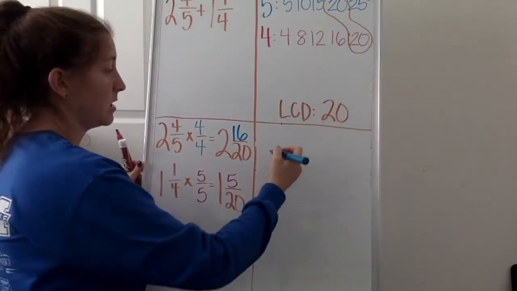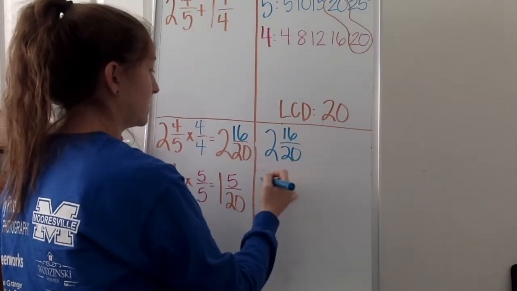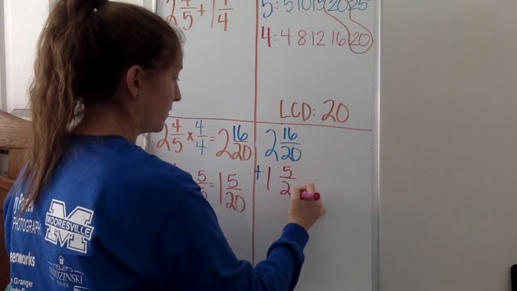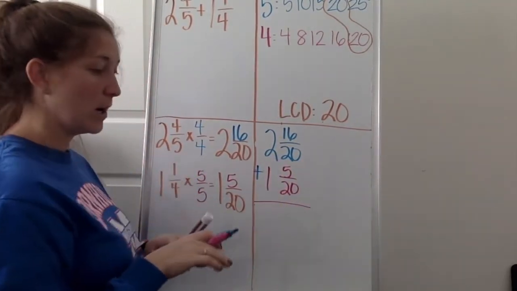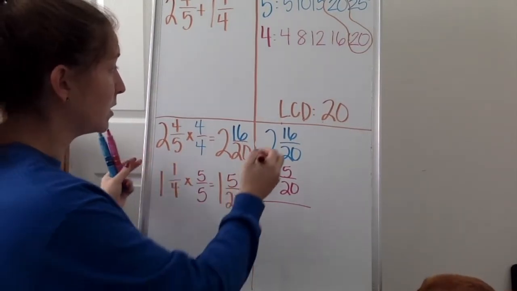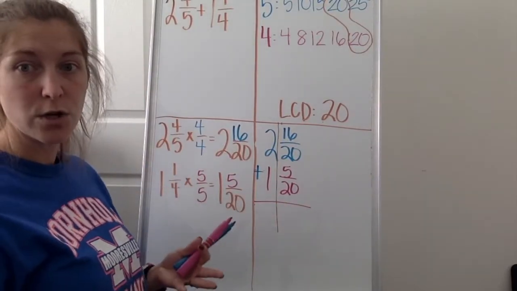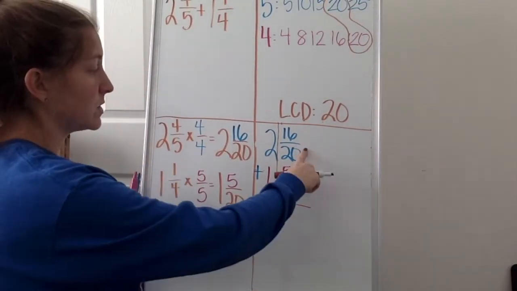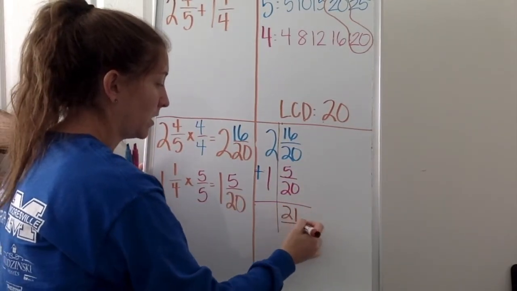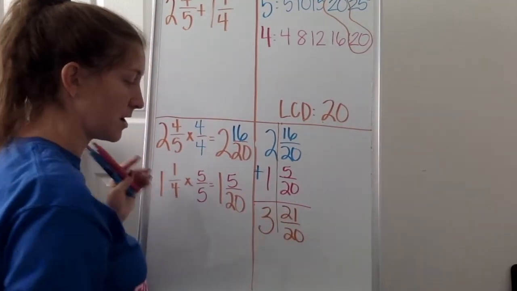Now I'm going to rewrite these fractions. So 2 16/20 plus 1 5/20. When I go to solve this problem here, again, I'm going to break it up into my whole numbers and my fractions, and I'm going to start with my fractions first. So 16/20 plus 5/20 is 21/20, and 2 plus 1 is 3.